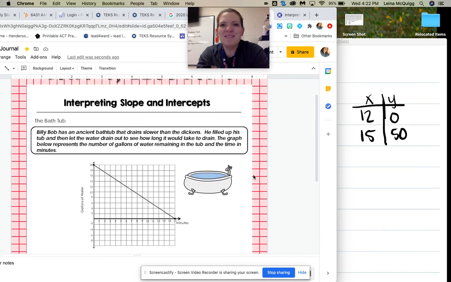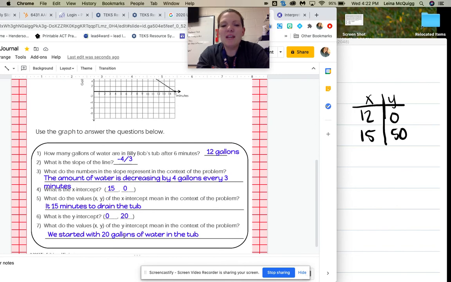Interpreting slope and intercepts. Okay. So he's got a 20-gallon tub. That's how much water he had in the bathtub. It took 15 minutes to drain all 20 gallons.